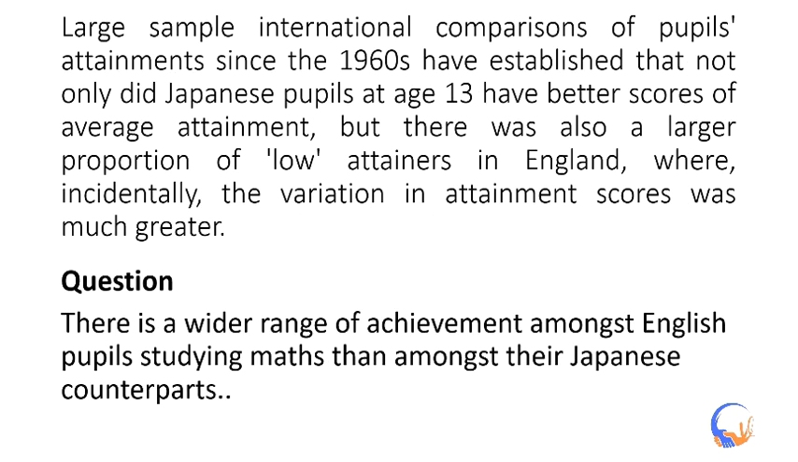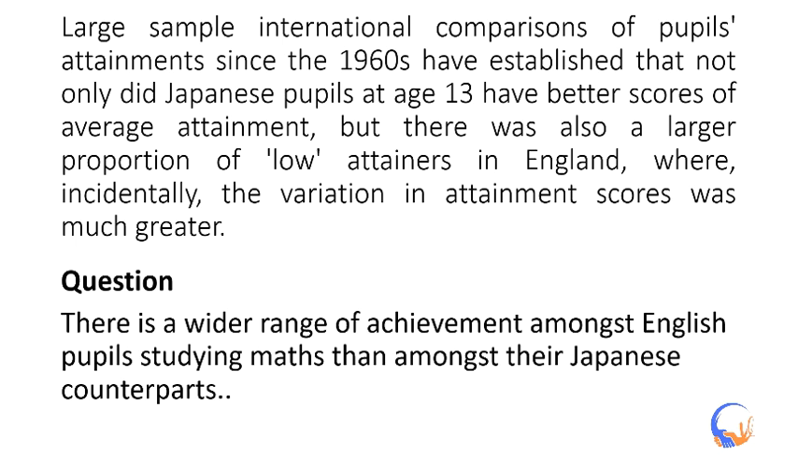Let's look into the next question. There is a wider range of achievement amongst English pupils studying maths. So over here, it's trying to say that there is too much variation in the academic grades among English students who study maths than their Japanese counterparts. So the huge variation can be seen in English pupils. Now let's read the few lines which are above the questions.